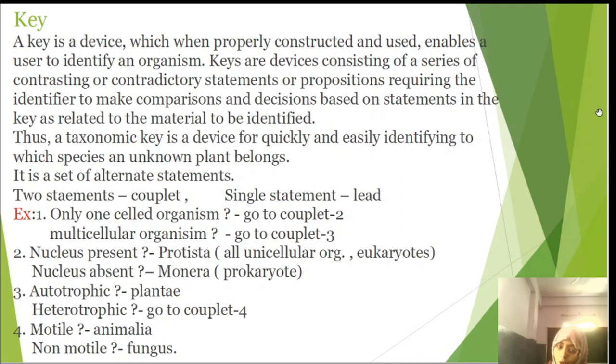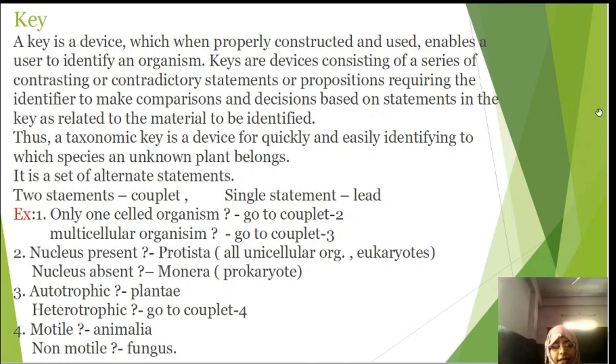Then if it is autotrophic, it belongs to the kingdom Plantae. And if it is heterotrophic, autotrophic in the sense, the organisms which can prepare their own food. Okay, heterotrophic, the organisms which depend on other organisms for food. So if it is autotrophic, it belongs to kingdom Plantae. And if it is heterotrophic, then you need to go to couplet number 4. Okay? Then what is couplet number 4?